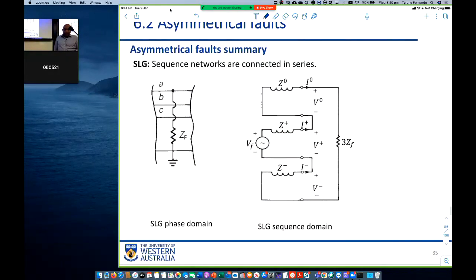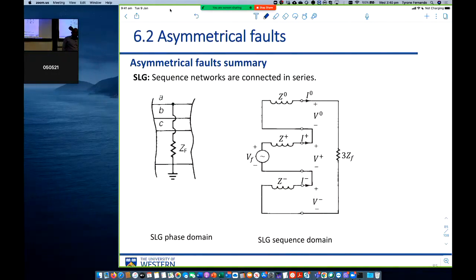So here is a summary. Asymmetrical fault, single line to ground fault. You draw the sequence circuits. This is the zero sequence, that's the positive sequence, that's the negative sequence, and you connect them in series through that 3 times ZF, which is the impedance connecting to ground. You precisely know where to find the zero sequence voltage, positive sequence voltage, negative sequence voltage, and also the sequence currents. Then you can determine the phase voltages and phase currents after that, once you determine the sequence currents and voltages.